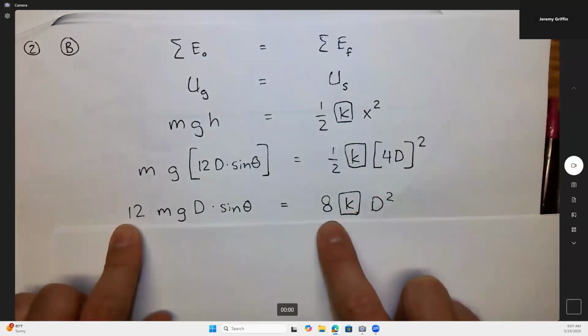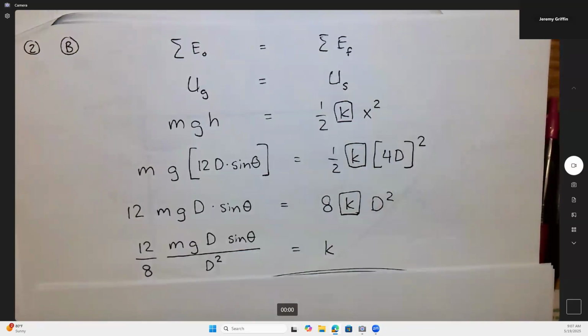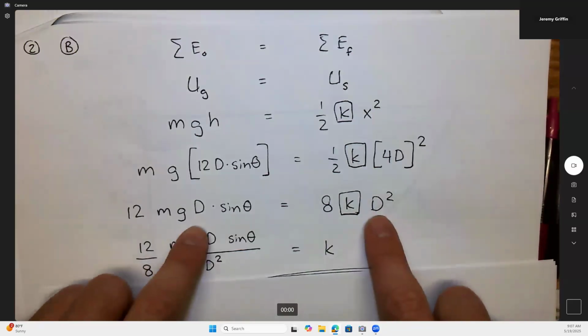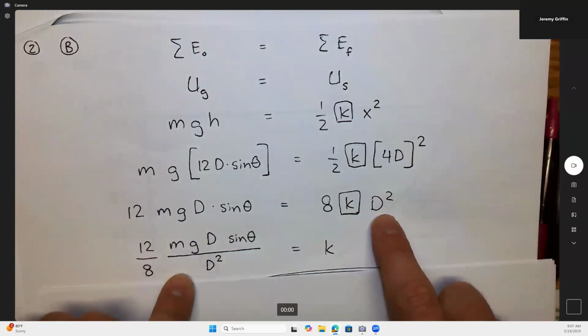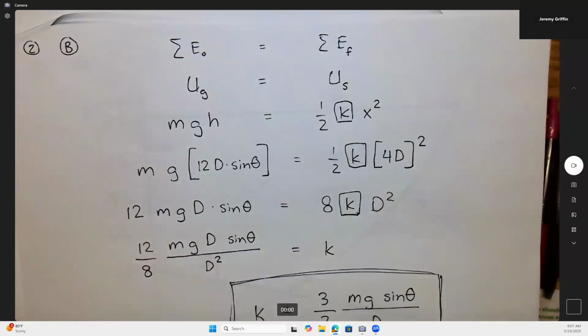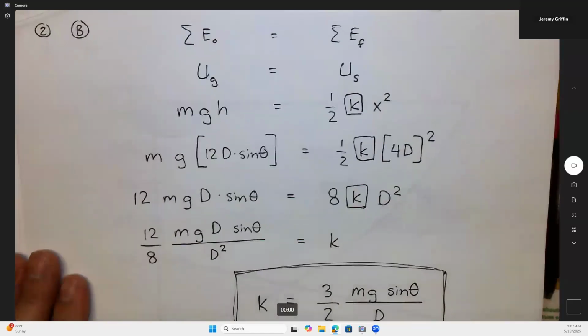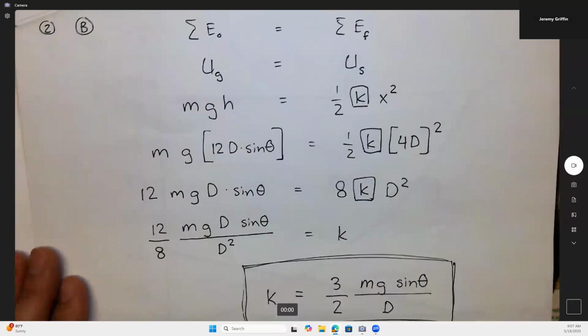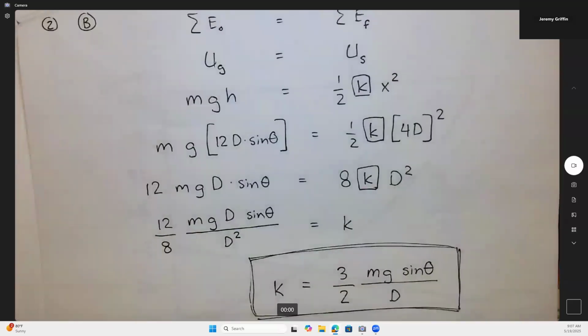What's 12 divided by 8? That reduces to 3 over 2, I think. Is that right? And then divide down the d squared, and one of the d's can cancel. There you go. 3 over 2, mg, sine theta, all divided by d.